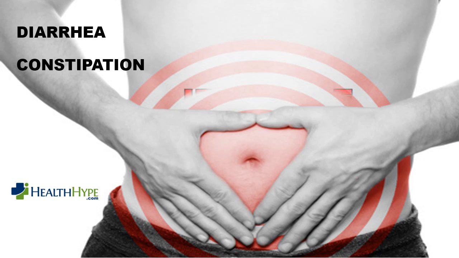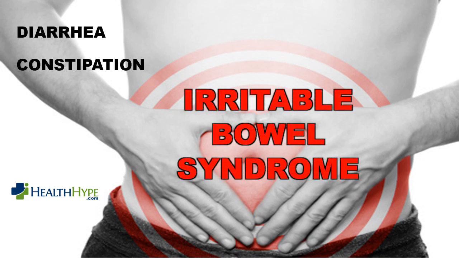For example, in irritable bowel syndrome there are episodes of abdominal pain with diarrhea or constipation. The exact cause of IBS is not known. The pain is believed to be due to strong contractions of the colon muscles. Therefore, in the past, irritable bowel syndrome was known as spastic colon.